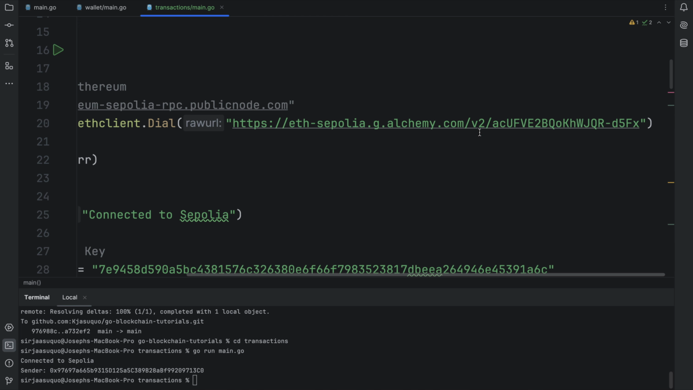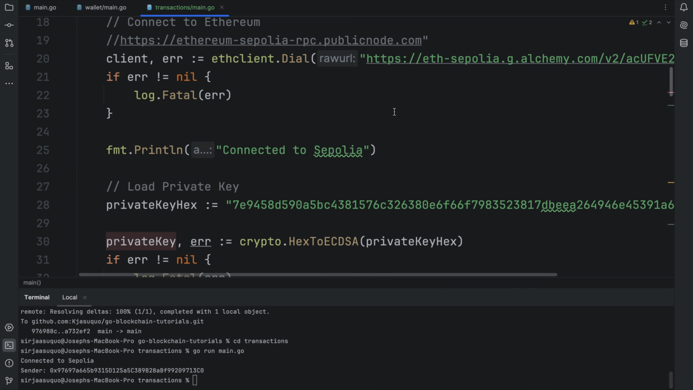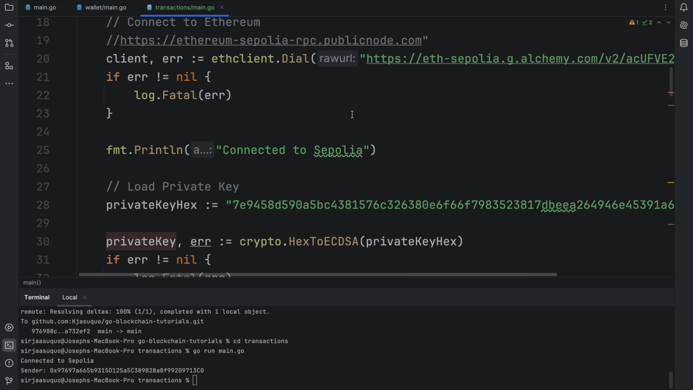If you don't understand this, you might need to check out the first video on how we derived the RPC URL. And like I said, we are using the Sepolia network, right? We are using the ETH Sepolia network here, not the mainnet. So we're using it to test.